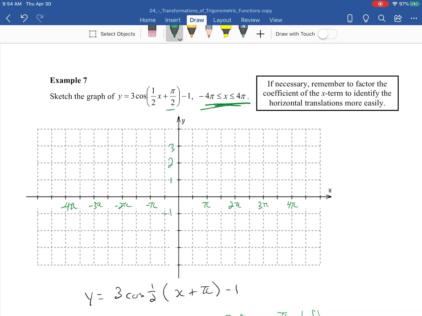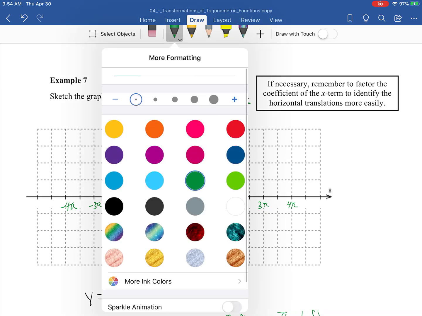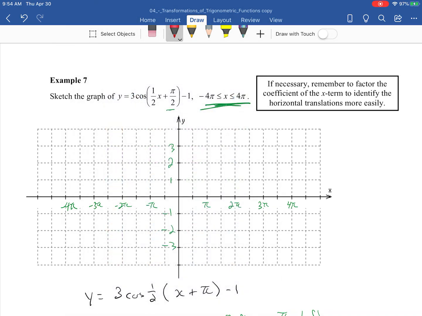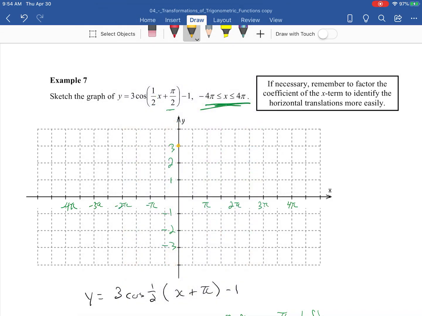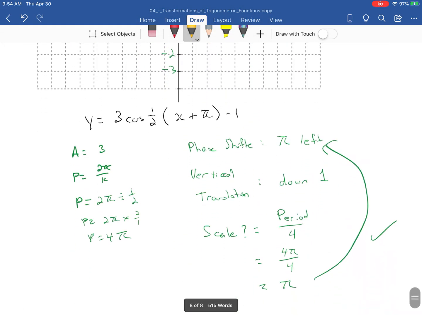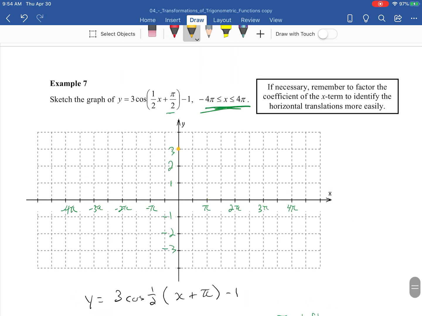starts at the top. And the top for this graph is at 3. Then, at pi, we're back to middle. 2 pi, down to the bottom. Middle, top. See? By using period divided by 4 as my scale, after I do 4 points, I get exactly a whole period of the graph.